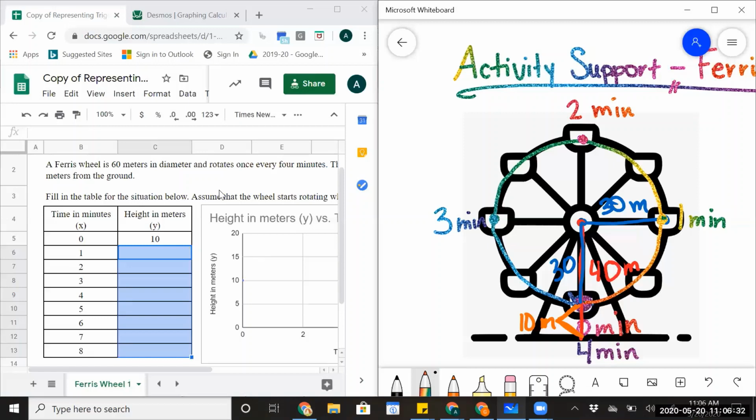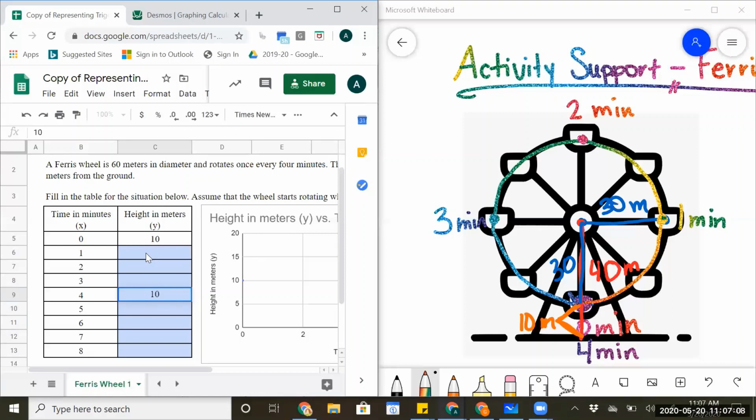Okay. So let's start filling out our table. I mean, we've got all this information now and our diagram's looking pretty full. Let's start entering things into my spreadsheet over here on the left. So we've already got that when we start, we're at 10 meters off the ground. We also know that once we hit 4 minutes, because remember our cycle around the Ferris wheel is 4 minutes, once I get to 4 minutes, I'm going to be 10 meters off the ground again.